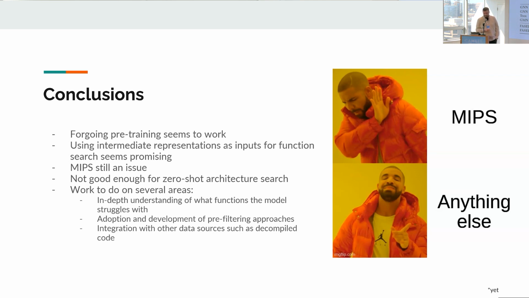And one of the areas we're going to explore, and maybe come back here talking about, is understanding which functions the model is struggling with. There's also a growing area of how we can pre-filter functions. People are using symbolic execution and taint analysis to reduce the search pool. So if you have millions of functions, you cut out 95% of them before you even start. And there's also an interesting area of using decompiled code. Could you use decompiled code to inform approaches like this?